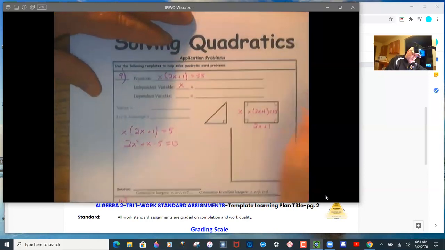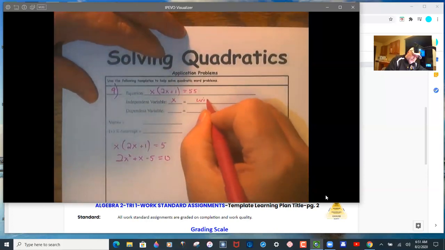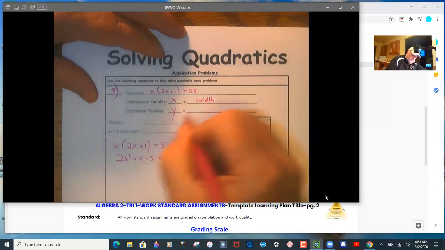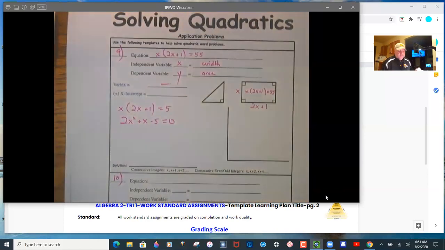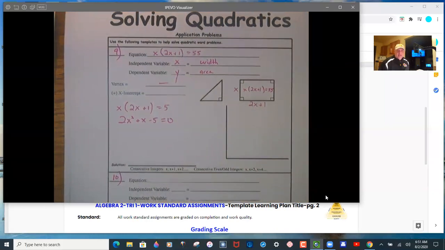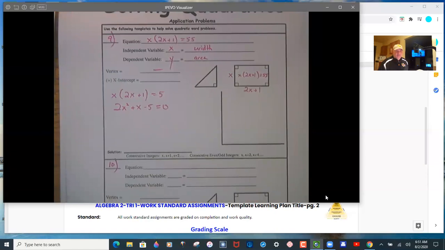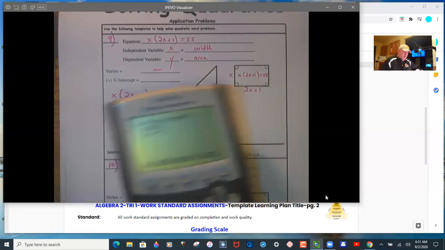Okay, and you can also fill this in. This is the width. Y is the area. Vertex we don't need. We want the positive x-intercept. It's good to fill all that in. Again, we don't need the vertex at all on these problems. When we get to the free fall physics, we will.